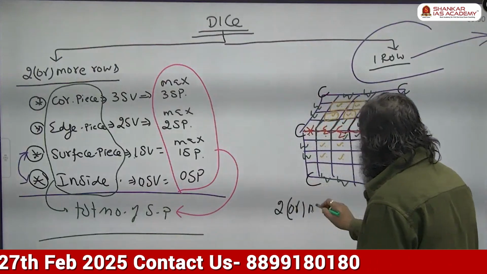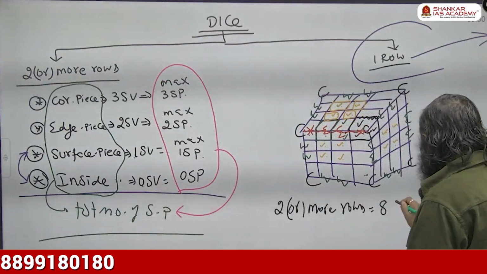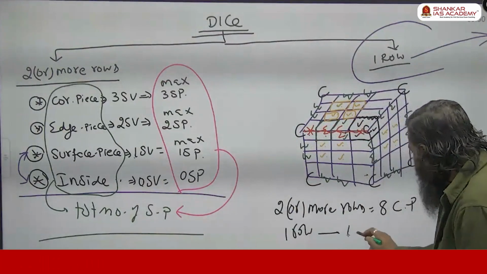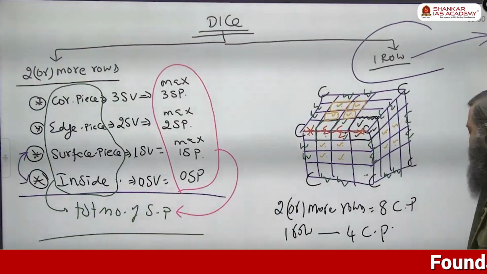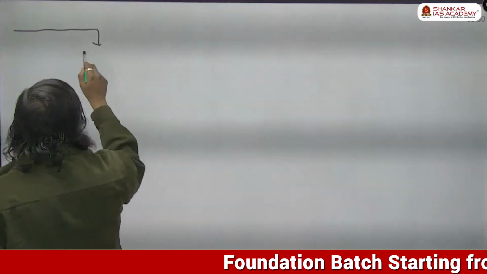2 or more rows, how many corner pieces? 8 corner pieces. 1 row, 4 corners. Did you understand this? Right. Next, I am going to tell you about 1 row.